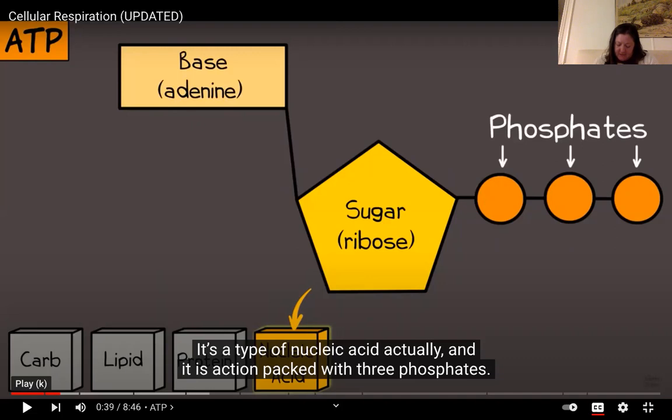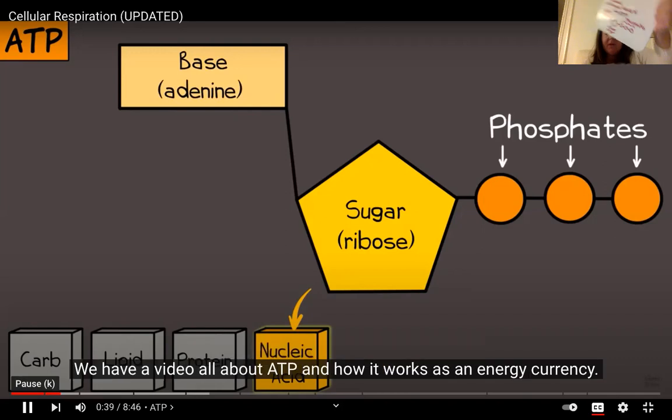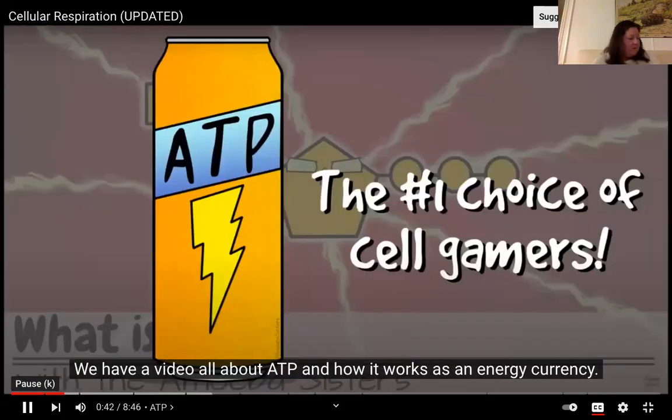So we're going to draw the base, which is adenine. Then we're going to draw the sugar, which is ribose. And then we're going to draw our 3 phosphates. Okay, so I have drawn ATP. Here is my base, adenine, sugar, ribose, and the 3 phosphates. We have a video all about ATP and how it works as an energy currency.